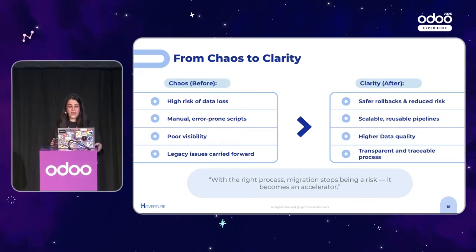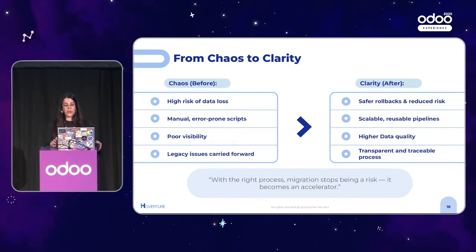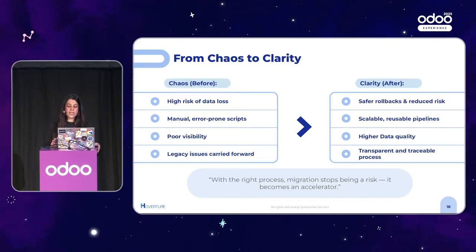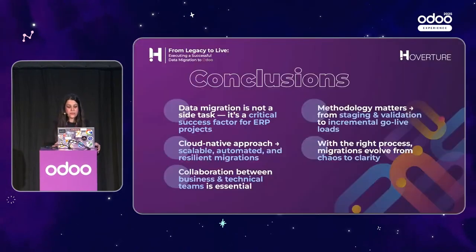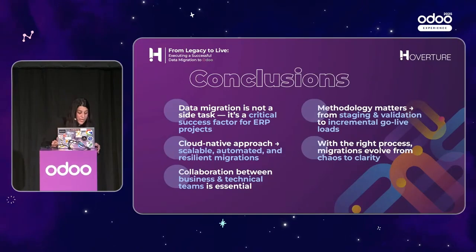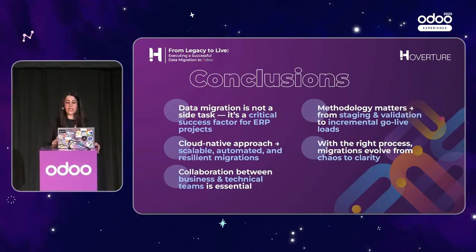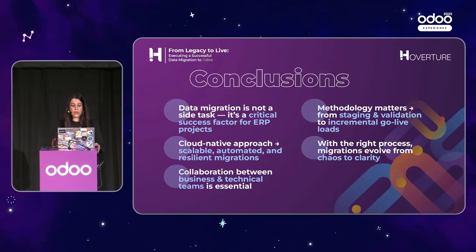And to summarize, I think that with the right process, migration stops being a risk, and actually migration can also be an accelerator of a go live project of this complexity. So in conclusion, as I said, data migration is not just a side task, it's a very critical success factor of ERP projects. If you use a cloud-native approach, you will be able to use scalable, automated pipelines that can be used further for other projects.